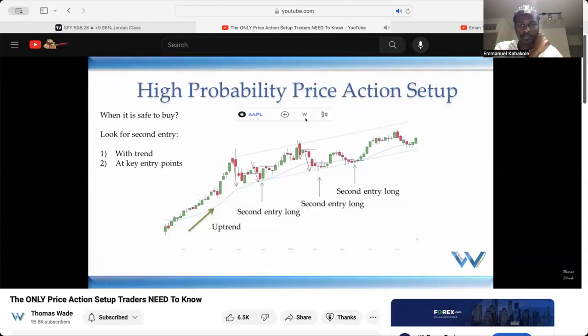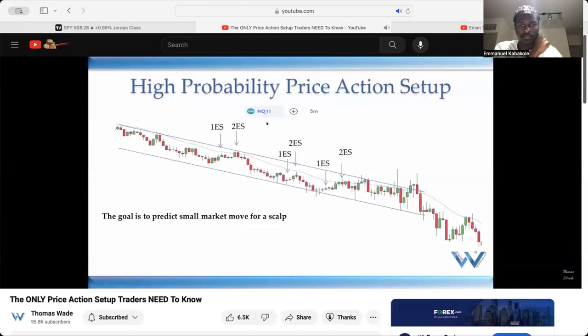This is Apple stock, weekly time frame. Here we have a NASDAQ 5-minute chart. We have a new low forming right here. First entry short, break below, pullback, second entry short at two key entry points.